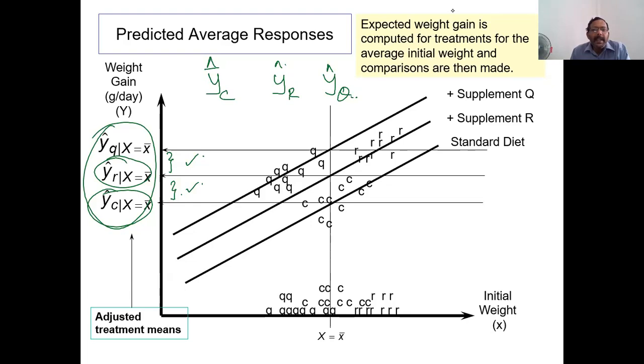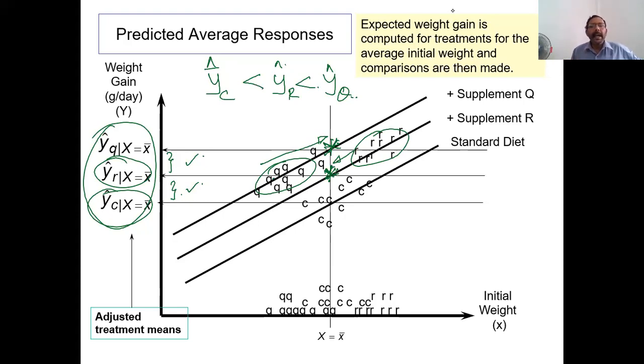Q. Look at it. Because Q has been adjusted, this line belongs to Q, so this has been adjusted there. The R line belongs to this, it has been adjusted there. So this belongs to R. This belongs to Q. So which one is having higher diet? Q is having higher diet, higher gain than R, than standard.